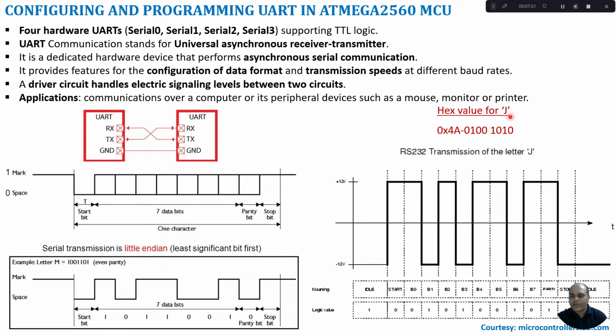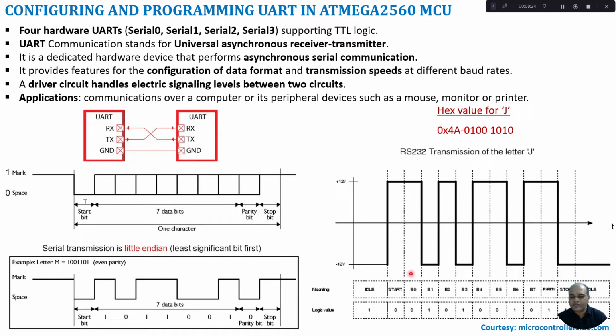So let us see a signal format on the PC side. For example, if I want to transmit J, capital J, its ASCII value is 0x4A. So 4A is nothing but 01001010. If I want to transmit this on the PC side, first there is a start bit. The start bit should be a logic 1 to 0 transition. Logic 1 is represented by minus 12 volt and logic 0 is represented by plus 12 volt. So there is a transition from minus 12 volt to plus 12 volt. This indicates the start bit.